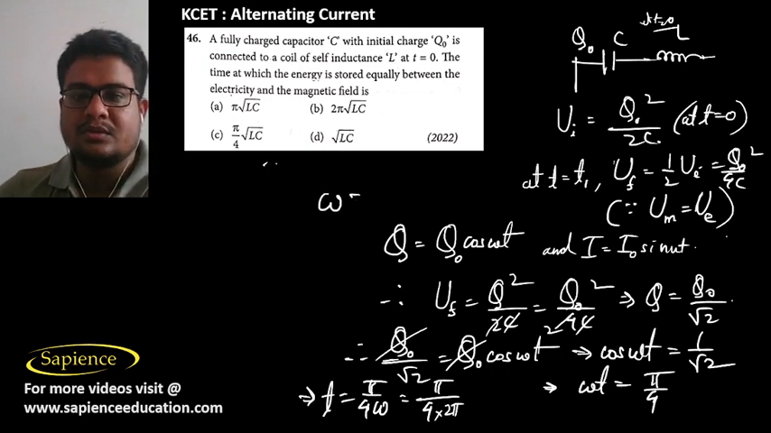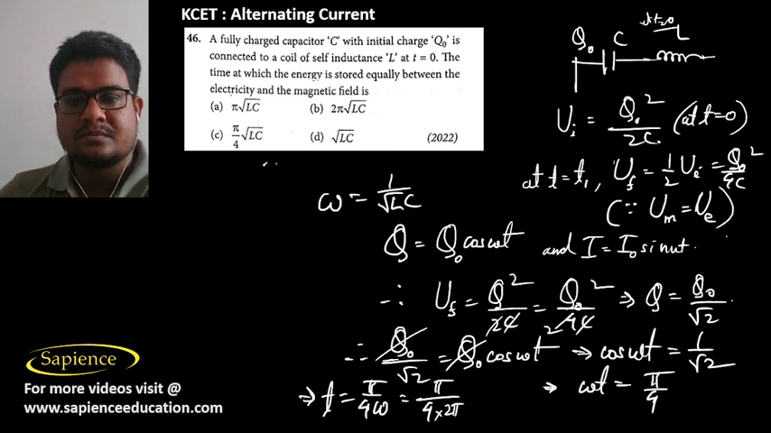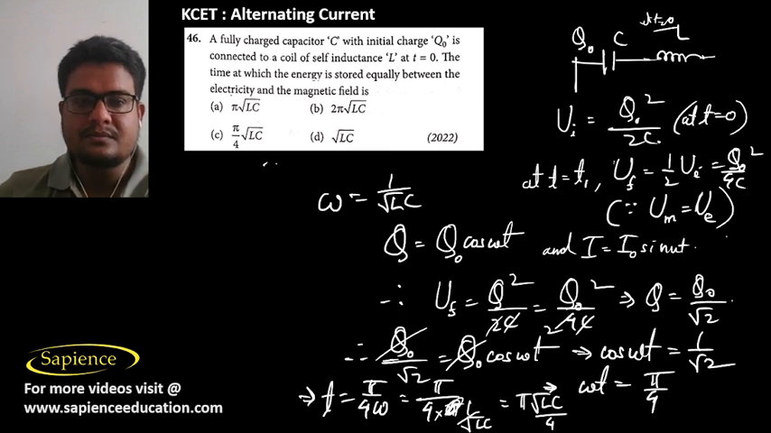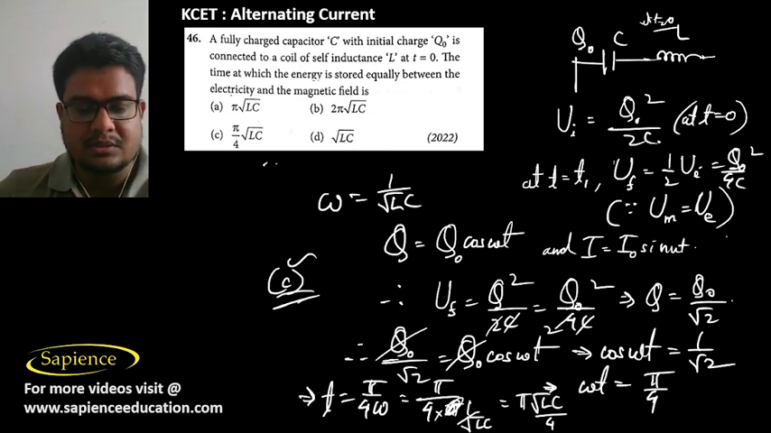The frequency omega is equal to 1 by root LC. So t is pi root LC by 4. Option C is the correct answer.